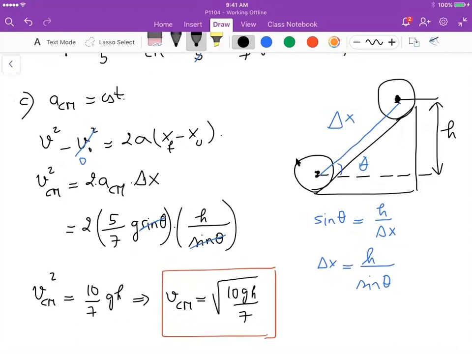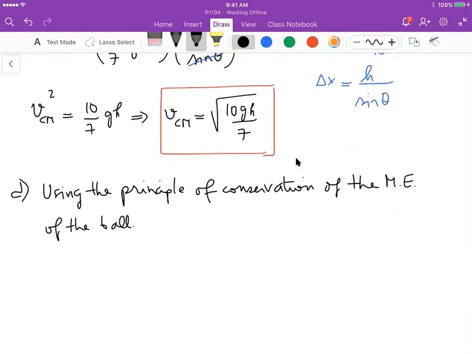The work of the frictional force is zero, and we can apply the conservation of the mechanical energy on the ball. So we can write down that the mechanical energy in the initial state is equal to the mechanical energy in the final state, or at initial time and at the final time. So K initial plus U initial is equal to K final plus U final.